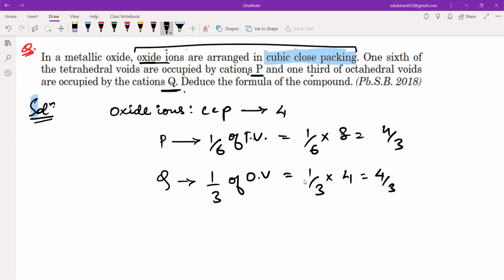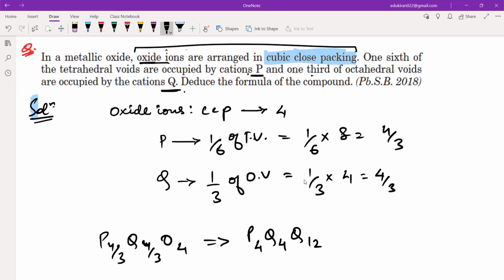But you have oxygen atoms also. So you have P 4/3, Q is also 4/3, and we have oxygen atoms, which are 4. So I will multiply by 3 here, and I will be getting P equal to 4, Q equal to 4, and O will be equal to 12. Now I can divide by 4, right? Yes or no? Yes, sir. Divide by 4, so I will get, okay, this is oxygen, not Q. My bad. This is oxygen. So P will be equal to 1, Q will also be equal to 1, and oxygen 3. So PQO3.